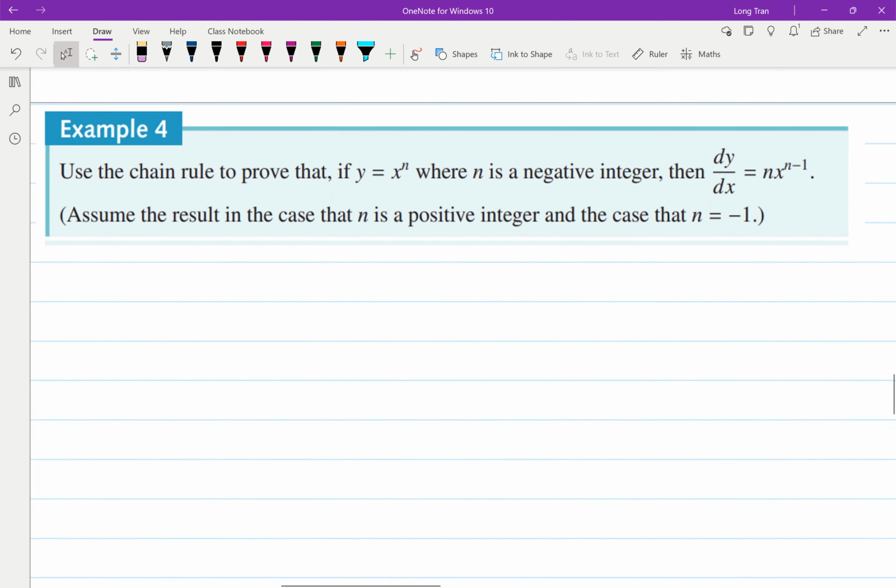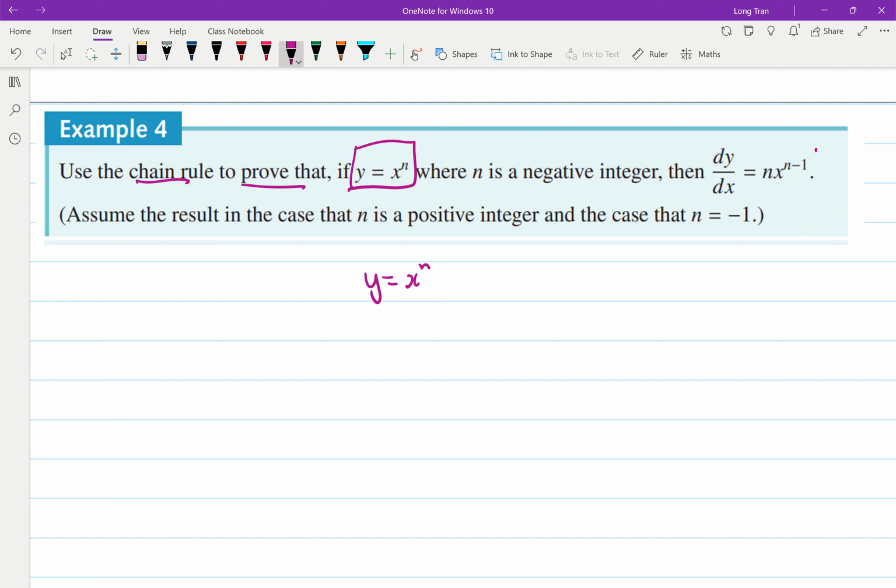So this is a preliminary introduction to proving. They give you y equals x to the power of n, and then they get you to show, using the chain rule, that the derivative is going to be this. That's where some students will find it tricky.